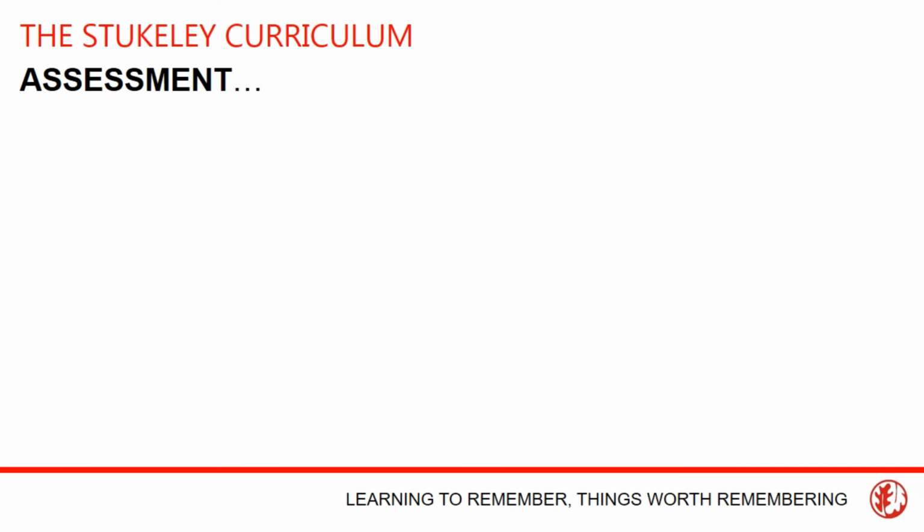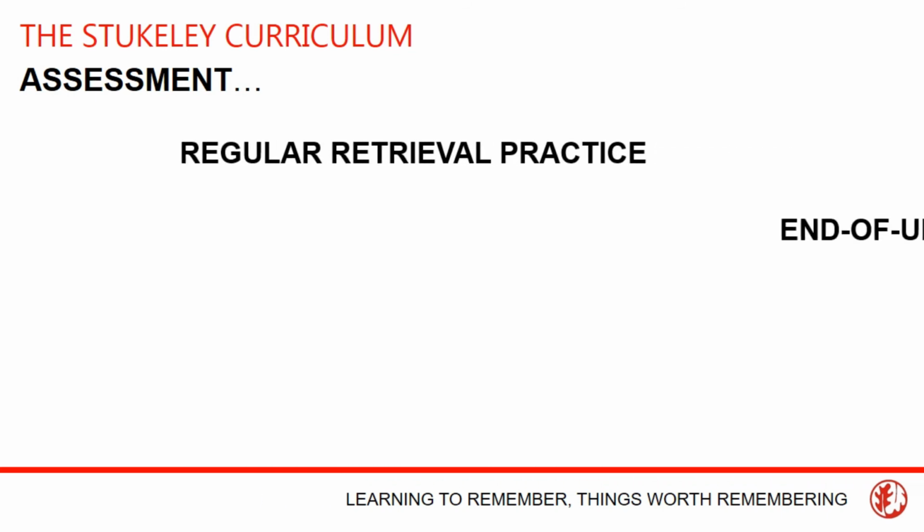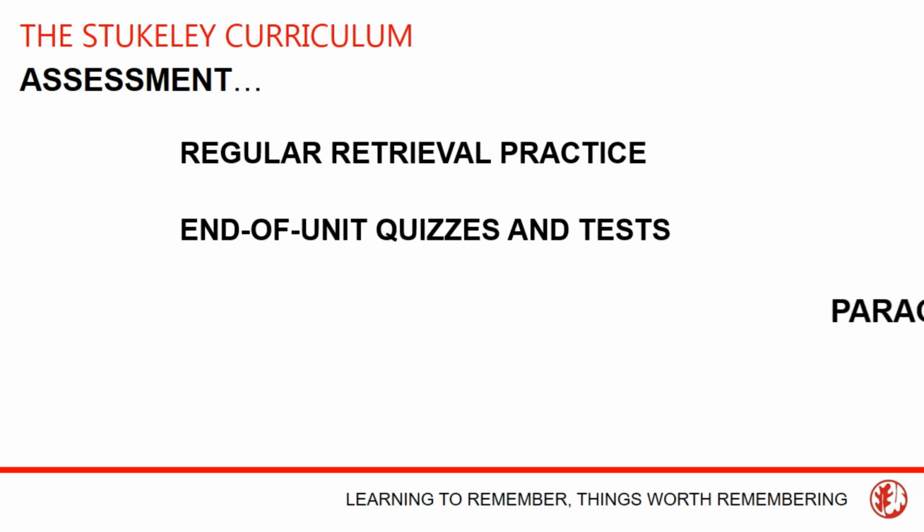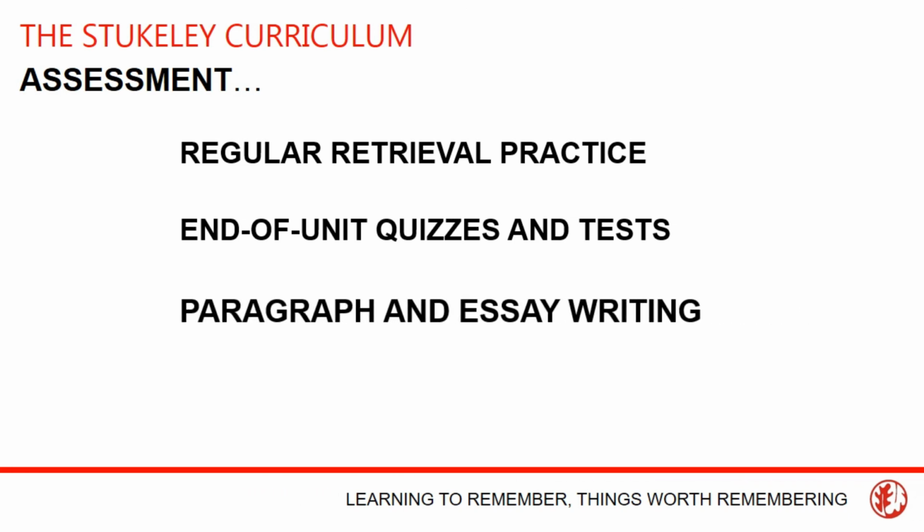We regularly assess children for three main reasons. First of all, regularly checking and retrieving knowledge and practicing and applying learning is an effective way of strengthening memory. Secondly, assessments show us how much progress children have made, and then, finally, where there are gaps or areas to work on. Typically, we do all of the above through retrieval practice, quizzes and tests, and independent paragraph or essay writing.